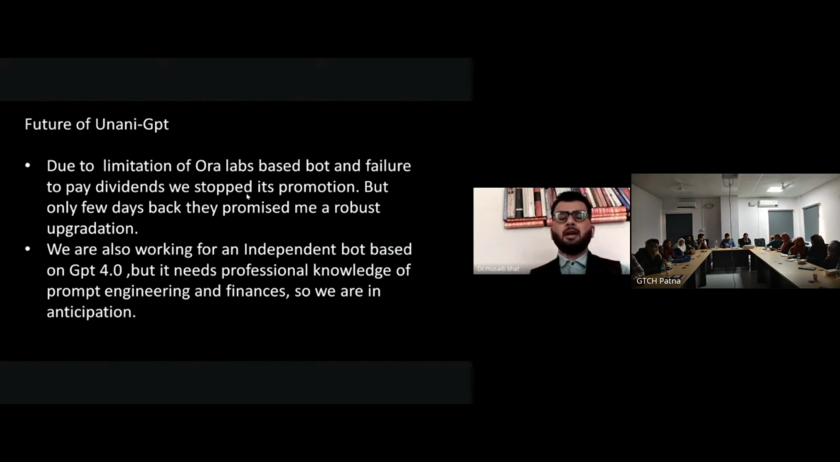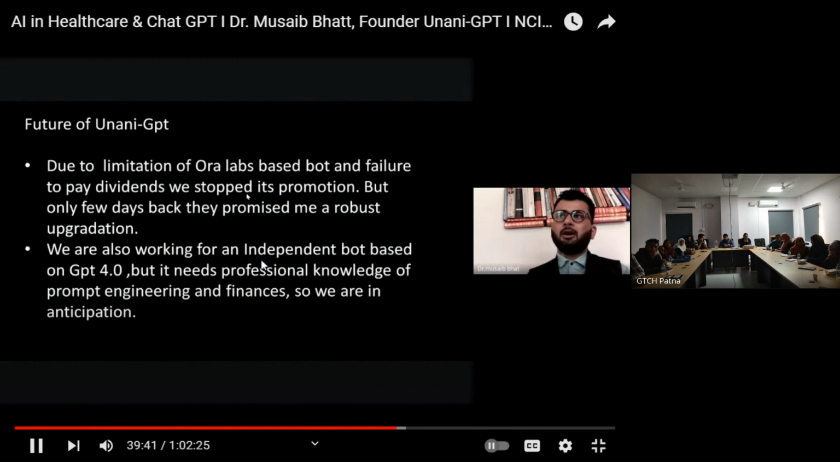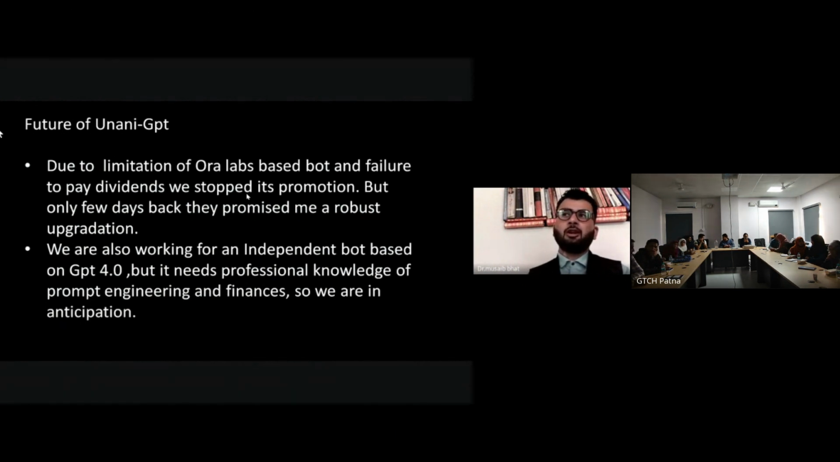Earlier we were given the generative engine of GPT 3.5, but it has been downgraded to GPT 3 because we did not promote it. But only a few days back they have promised me a robust upgradation. So we are looking forward to it. We're actually thinking of developing an application for this. So maybe it will take some time.